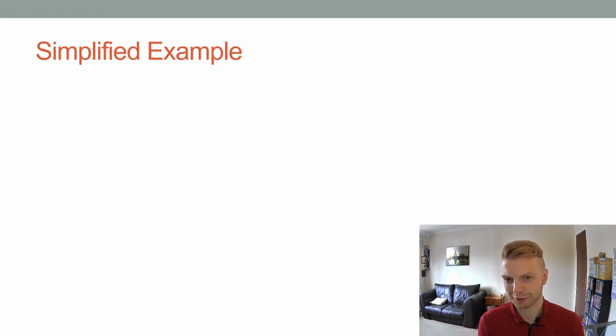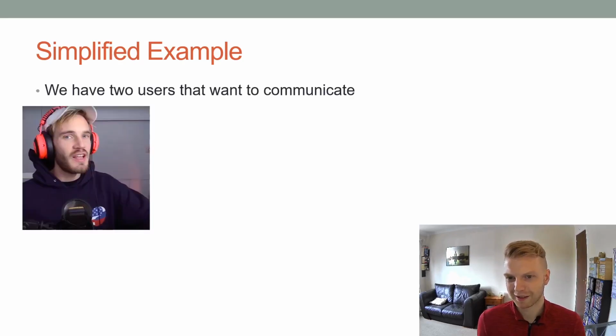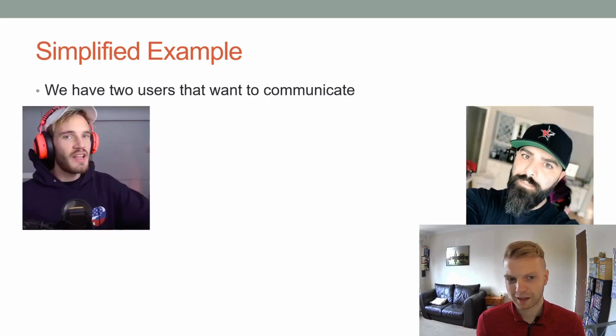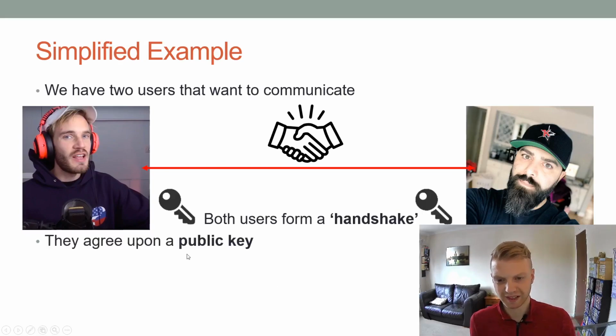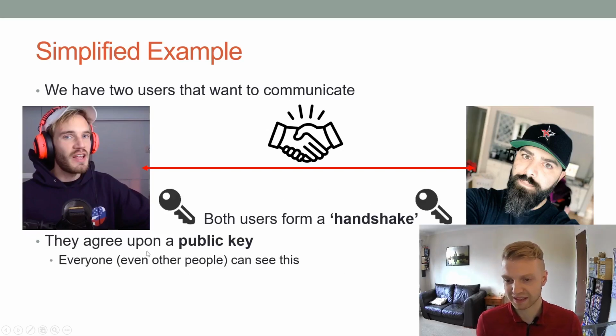So let's take two users. We've got PewDiePie, and we've got this guy. If they want to communicate with each other, they have to form a handshake, and this means a connection has been established. They agree upon the public key, the thing that encodes the data, and they both get it. Now the problem with this is everyone can see it, not just these two, but everyone. So it's not very secure.